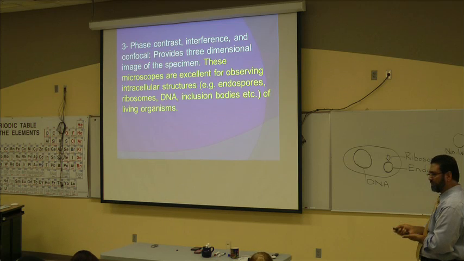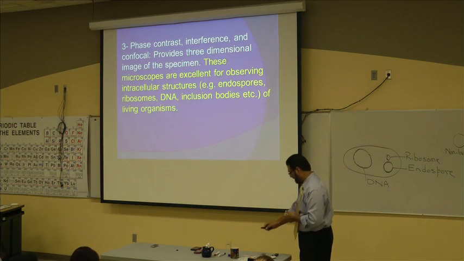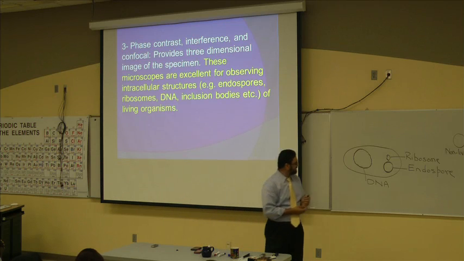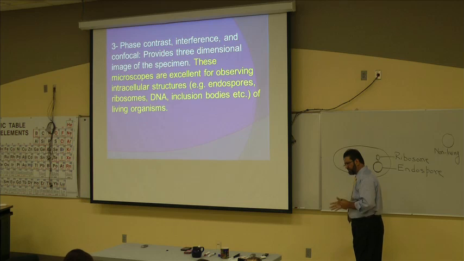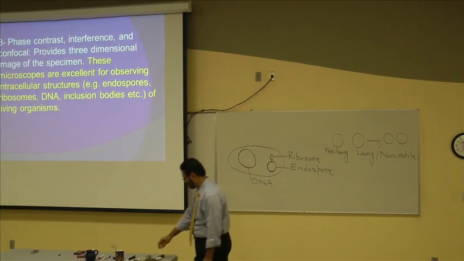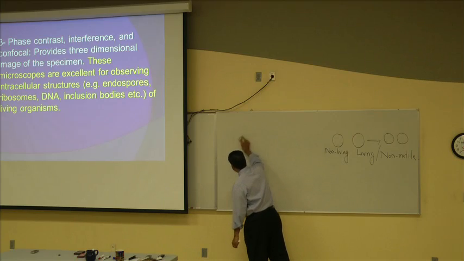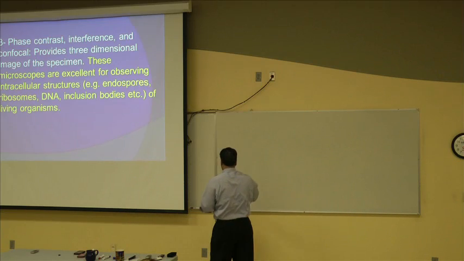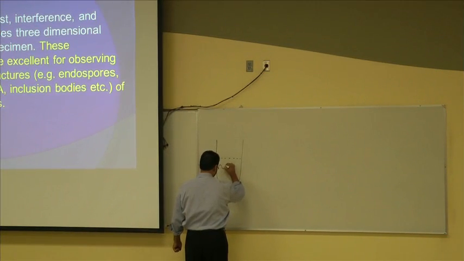Before we go to the next microscope, the next one is called the fluorescent microscope. But before I go to that one, let me give you an example. You're working in a microbiology lab, and you just receive a pathological specimen, like urine. A person may have syphilis. So here is the urine, and here is the bacterium that causes syphilis.